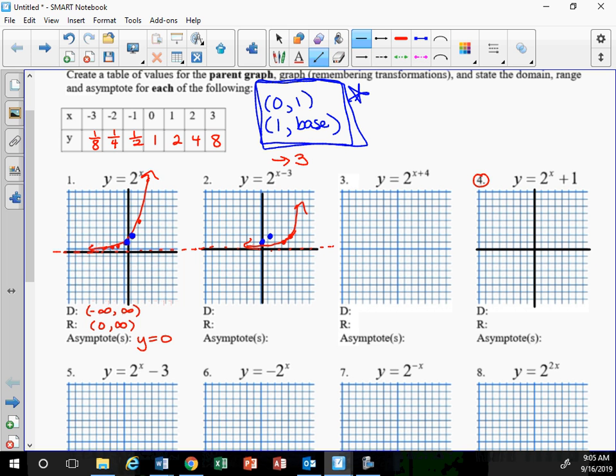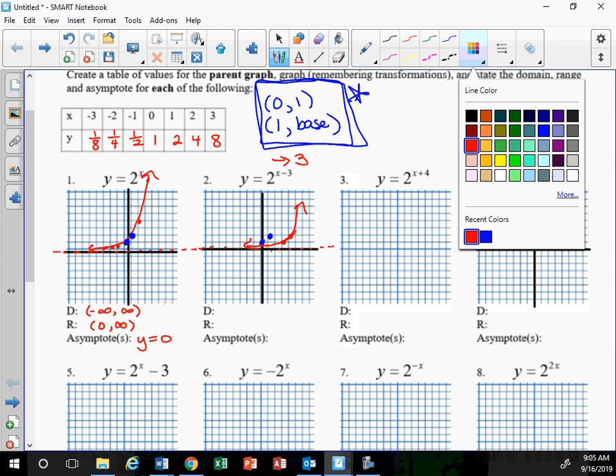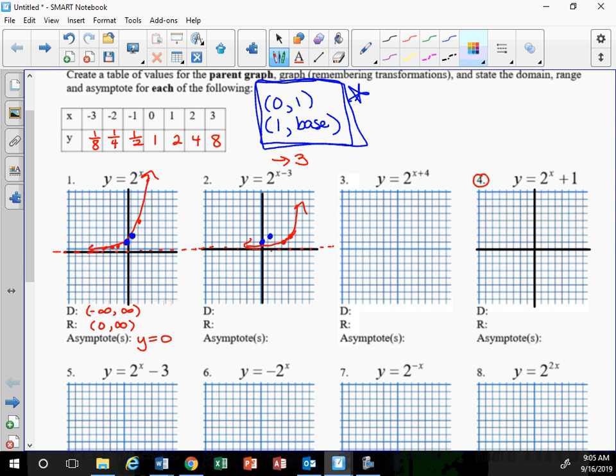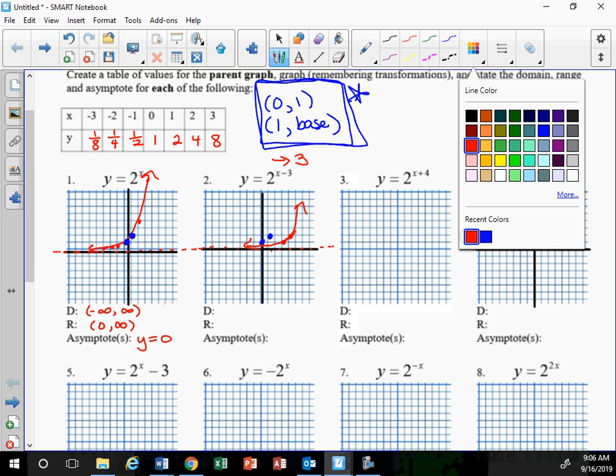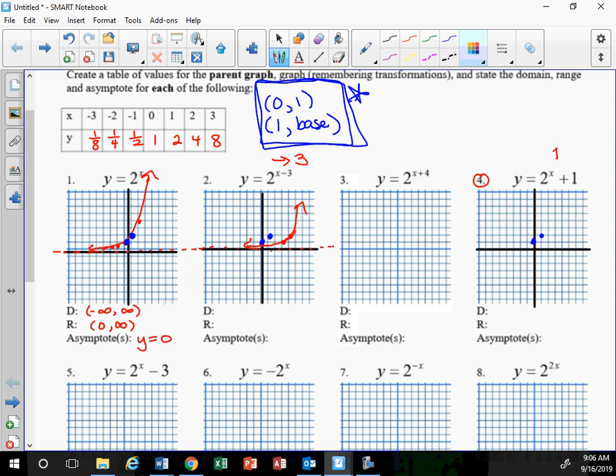All right, so on number 4, what are the 2 points I start with? 0, 1 and 1, 2. Are you guys with me on that? That point will change depending on the base? Yeah. Okay. All right. Where is this graph going now? Up 1. Good. So I'm going to take each dot and move it up 1.